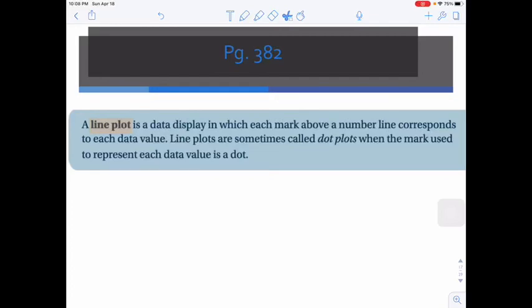Section 6.2, example 4 on page 382. A line plot is a data display in which each mark above a number line corresponds to each data value. Line plots are sometimes called dot plots when the mark used to represent each data value is a dot.